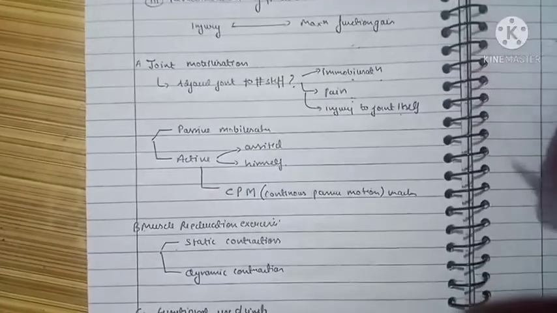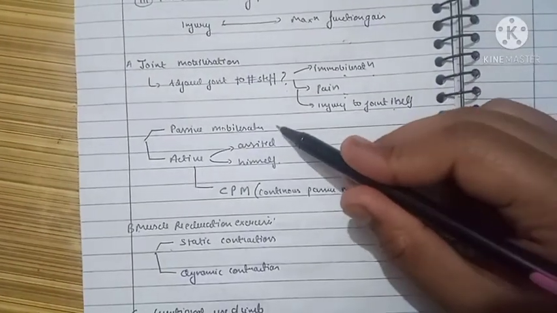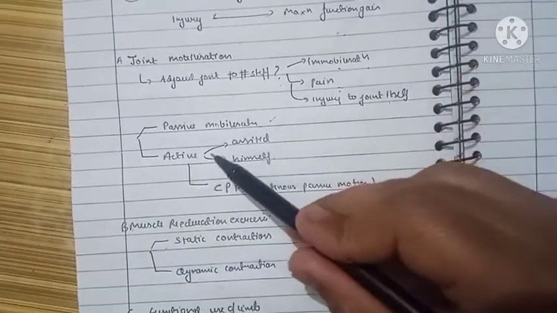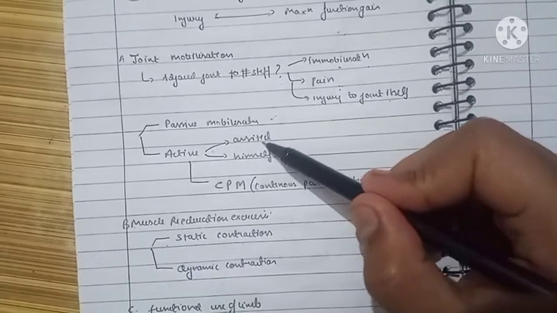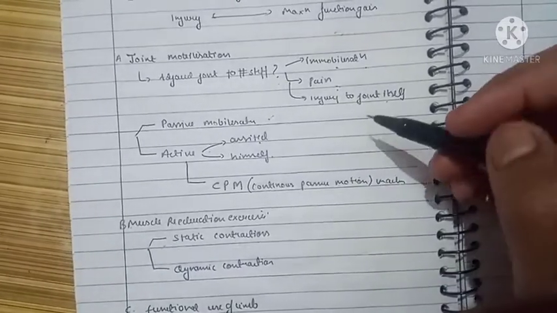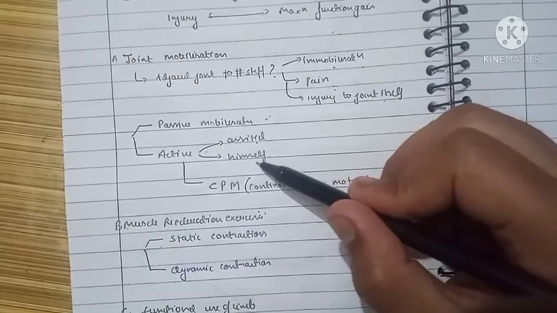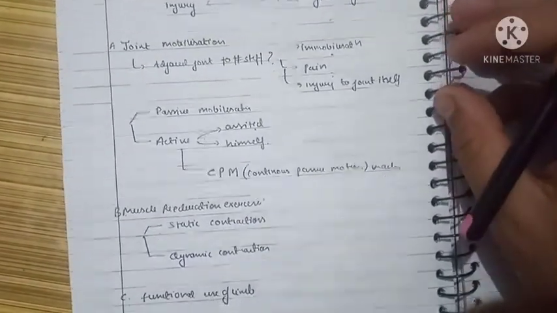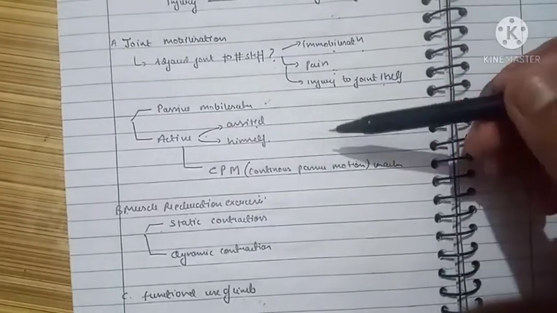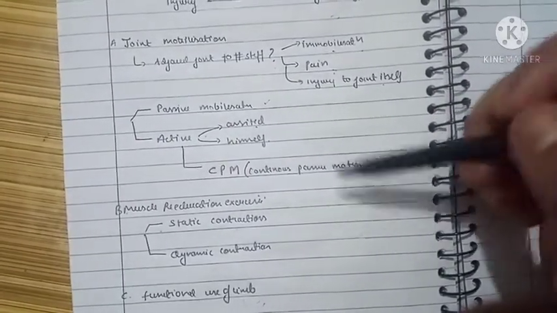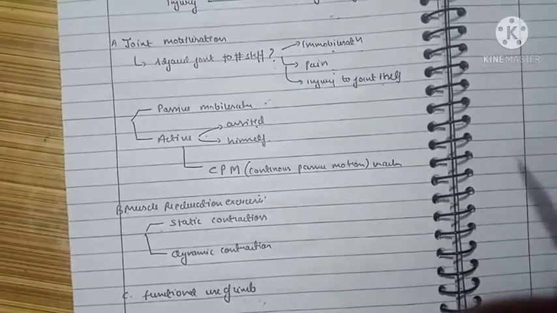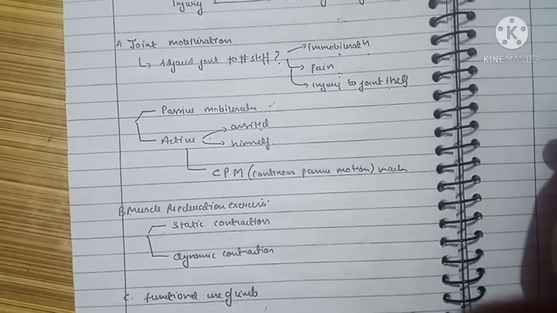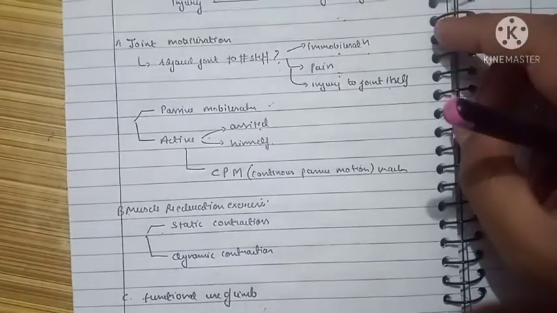For joint mobilization, we advise the patient to go for passive mobilization, which can be assisted by an assistant or family members. In active mobilization, the patient himself tries to actively mobilize the joint or use it. Nowadays there are continuous passive motion machines available, the CPM machine. These cause joint movement in a specific range that changes with time.